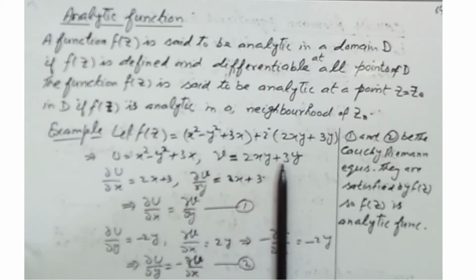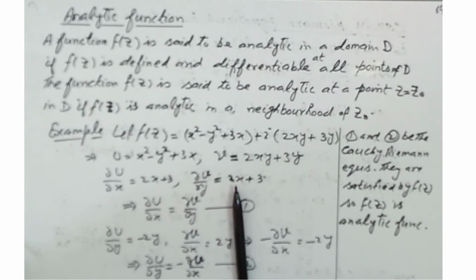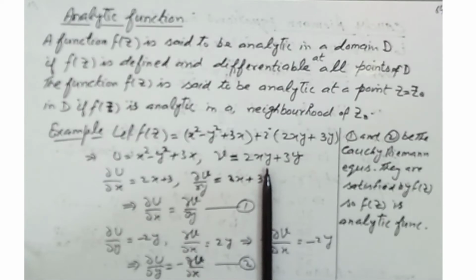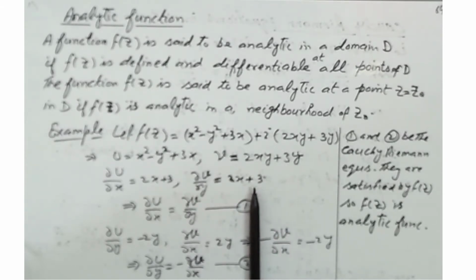The partial derivative of the function 2xy is 2x, because the derivative of y is 1. So partial v over partial y equal to 2x plus the derivative of 3y, which is 3. So these are equal. So we say partial u over partial x equal to partial v over partial y. This is called equation number 1.